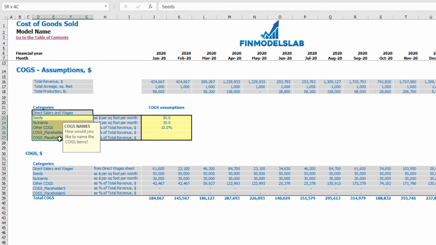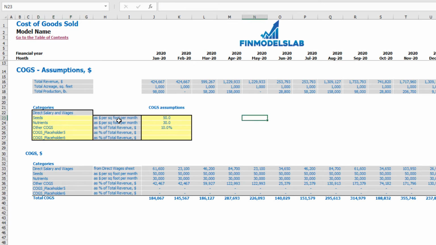And also you have 5 line items. Some of them are predefined, for example seeds, nutrients, other COGS. If you don't need them, you can just type anything you want, like type A, type B COGS, or any name you would like.